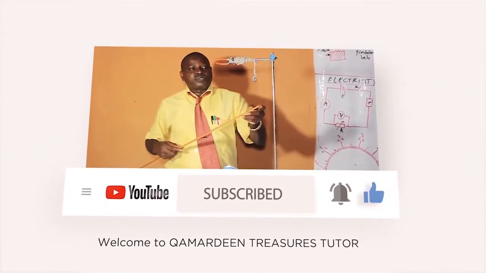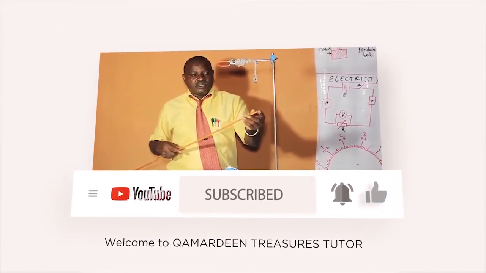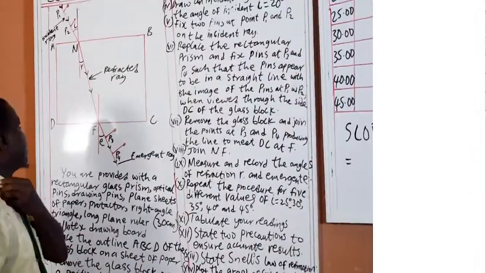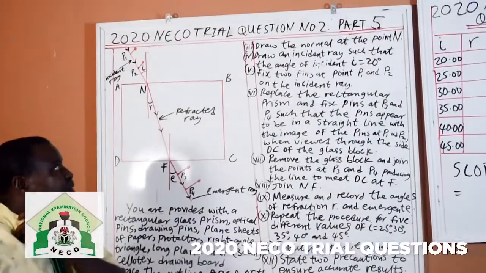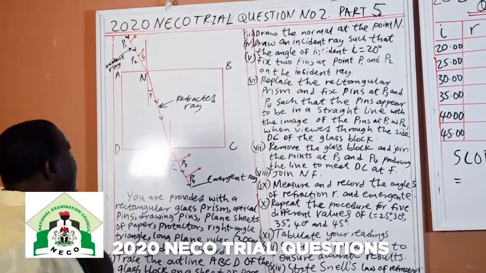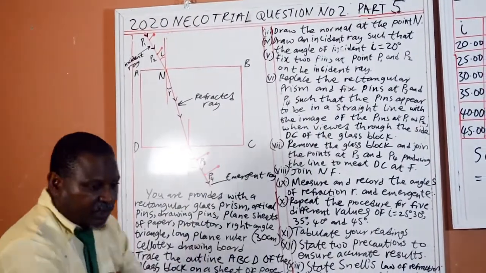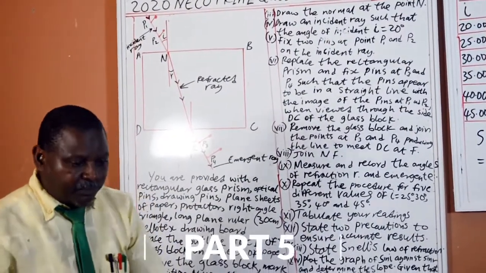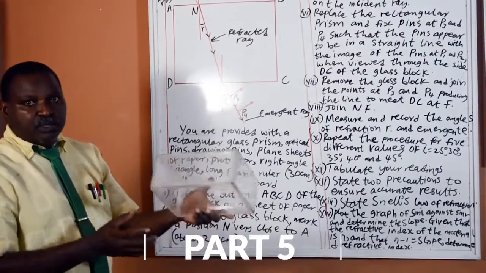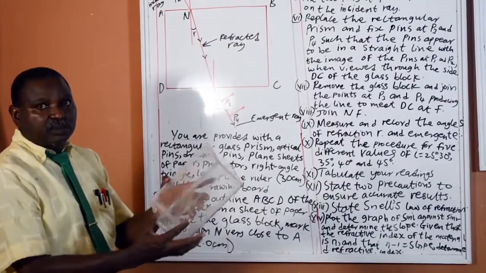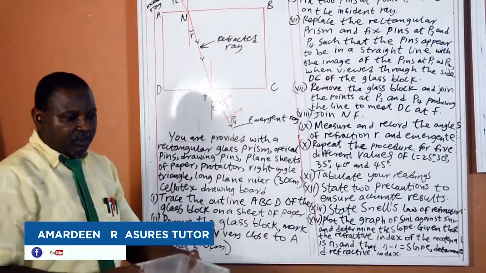We want to demonstrate practically the way it should be done. NECO question number 2, part 5. This is the diagram of a rectangular prism. This is the model of a rectangular prism.